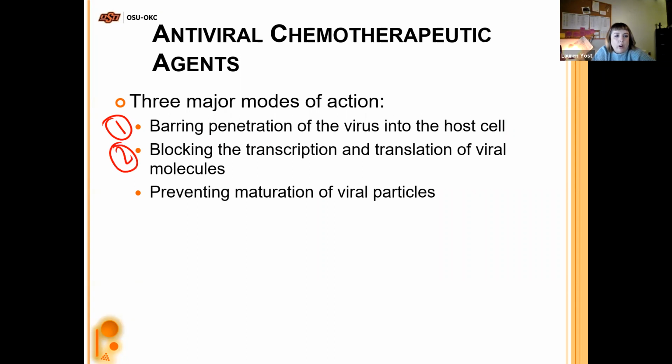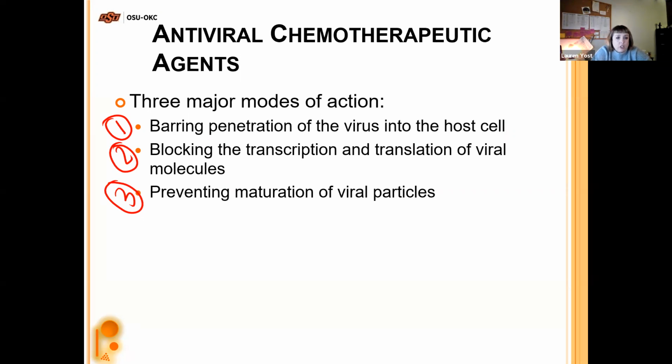Remember how we started off in chapter 11 with the big four. We added on a fifth in this chapter for antibacterials. That was the folate synthesis, right? So for the viruses, these are the three you would want to know. This is going to be preventing penetration of the virus into the host cell. Barring is fine, if you like that word. So you want to prevent it from getting in.